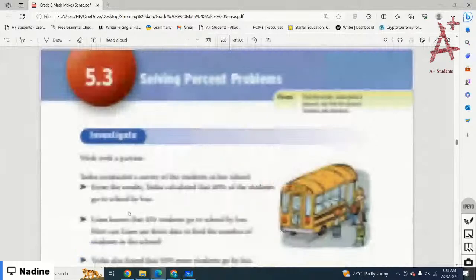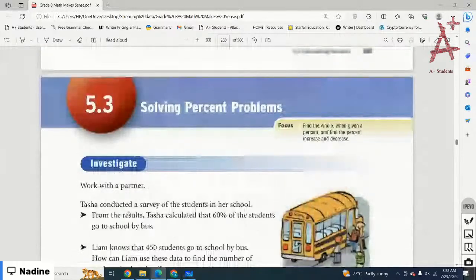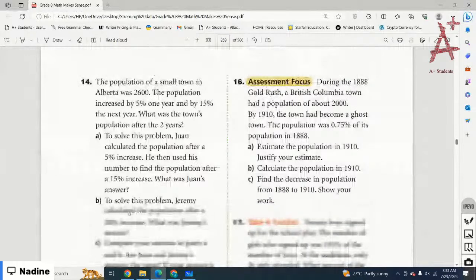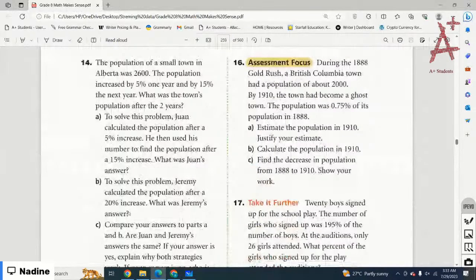Okay, let's just look at question number 16. During the 1888 gold rush, a British Columbia town had a population of about 2,000. In 1910, the town had become a ghost town. The population was 0.75% of its population in 1888. Estimate the population in 1910.